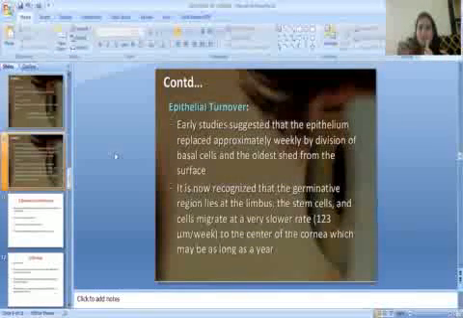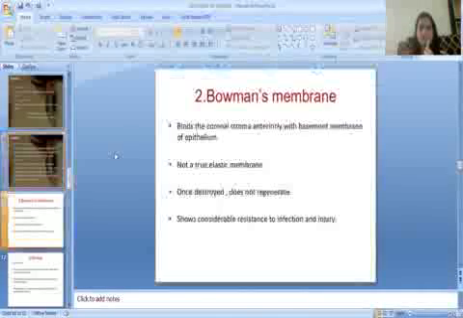Then epithelial turnover. Early studies suggested that the epithelium is replaced approximately weekly by division of basal cells and the older cells shed from the surface. It is now recognized that the germinative region lies at the limbus. The stem cells and their cells migrate at a very slow rate to the center of the cornea, which may take as long as a year.